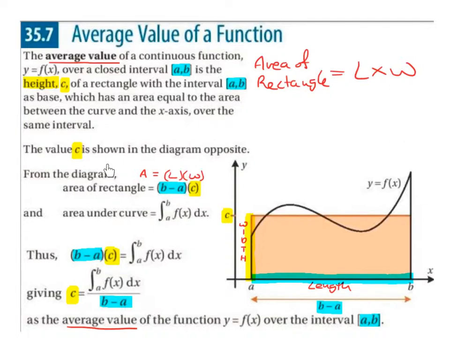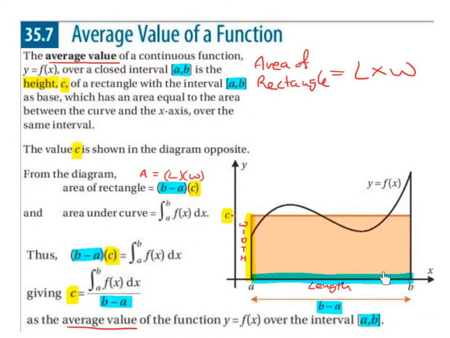So from the diagram, the area of a rectangle is given as b minus a multiplied by c. So we know that the area of a rectangle is the length times the width, so A equals L times W, where the length is b minus a and the width is c.